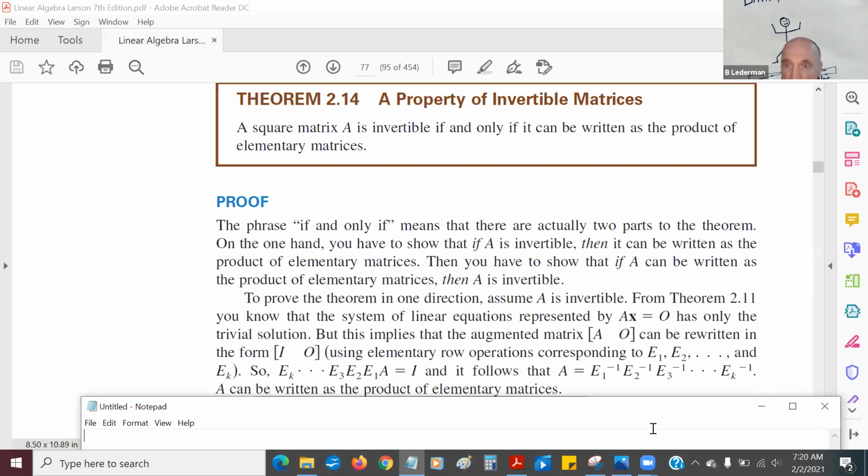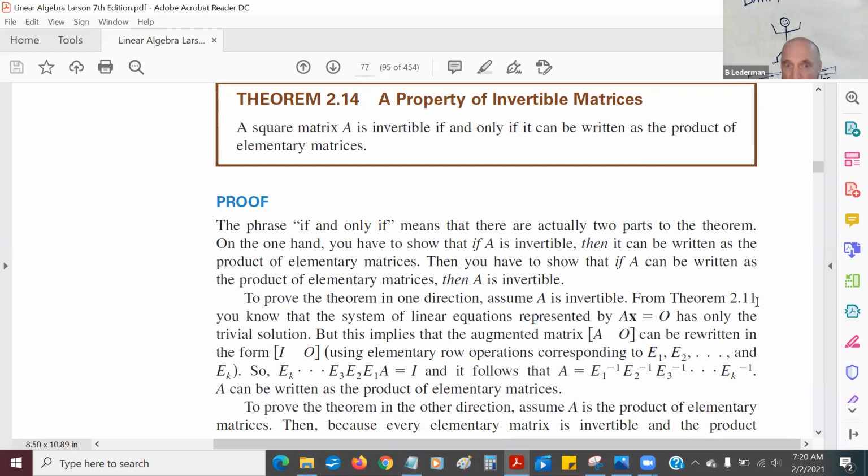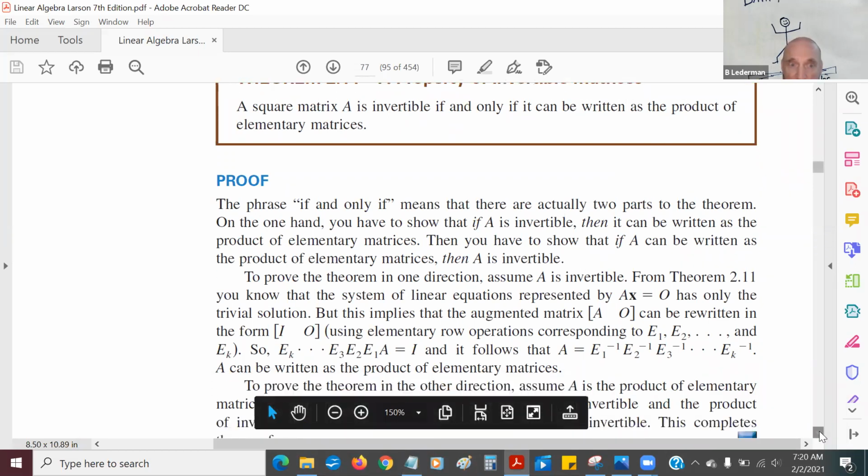So let's continue now. That's the proof in one direction. We've shown that if A is invertible, it can be written as a product of elementary matrices. Well, the truth is that's actually the hard part of the proof. The other part is really very easy. It's easy peasy lemon squeezy.